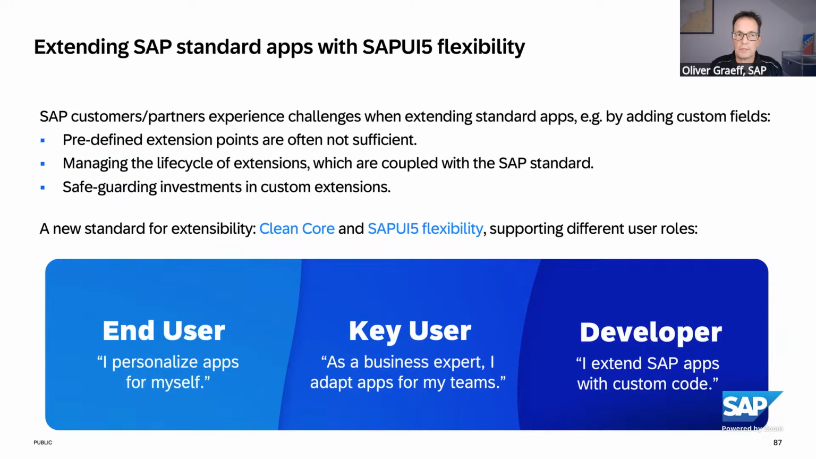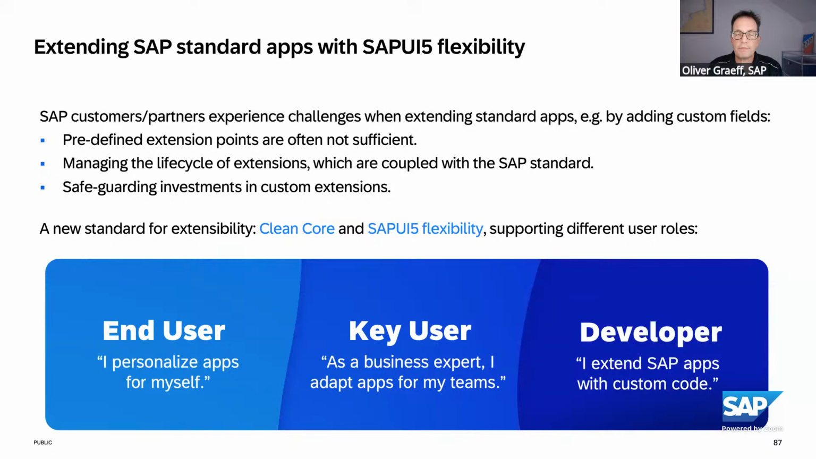So that's a challenge. Managing the life cycle of your extensions. SAP has a life cycle and gets updates, and your custom code has a life cycle, and they should fit together. They should work together. Even after an update from SAP, it should still work. So safeguarding your investments in those custom extensions is a bit of a challenge.